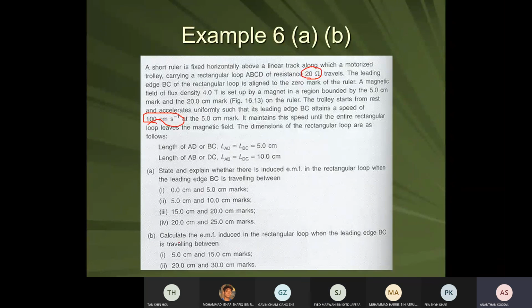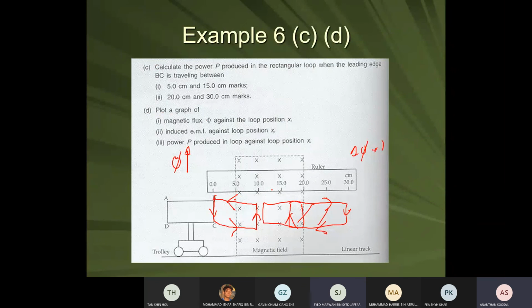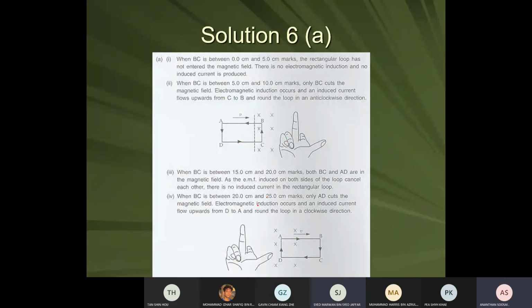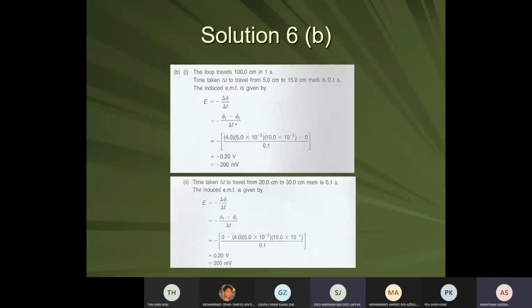Okay, so B, calculate the EMF. I think it's easy, right? So what is the magnetic flux from 5 to 15? Going from 5 to 15, from zero flux to maximum flux, right? Entire thing is inside. So changes in magnetic flux linkage over the time, you get the EMF. So the flux change, you get 200. I don't think you have a problem with EMF. Just flux change. The big flux minus the small flux over the time, you get the EMF.